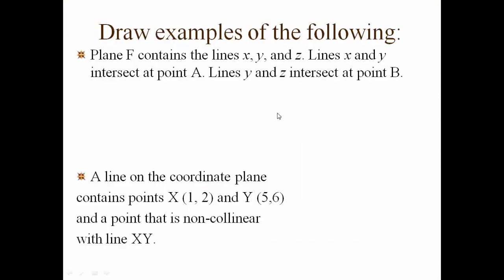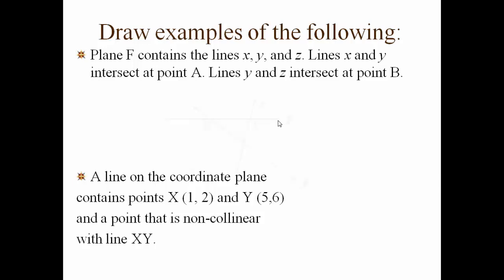Next, this goes along with our modeling part of our objective. We're going to draw examples following the directions in these next two. Remember, you should pause the video, try these two examples, then play the video to see if you did yours correctly. Your answers may vary from mine because this is something that you're making up on your own. The first one says plane F contains the lines X, Y, and Z. Lines X and Y intersect at point A, and lines Y and Z intersect at point B.